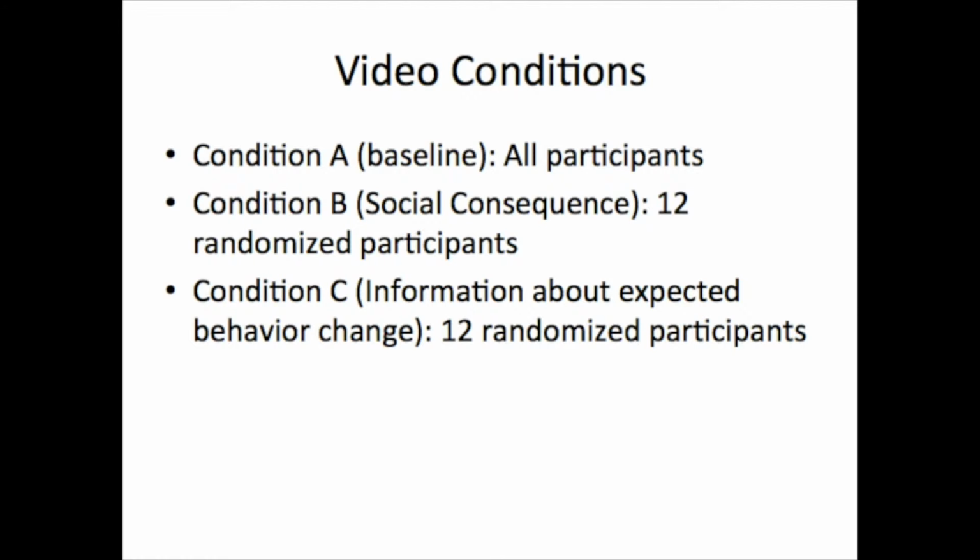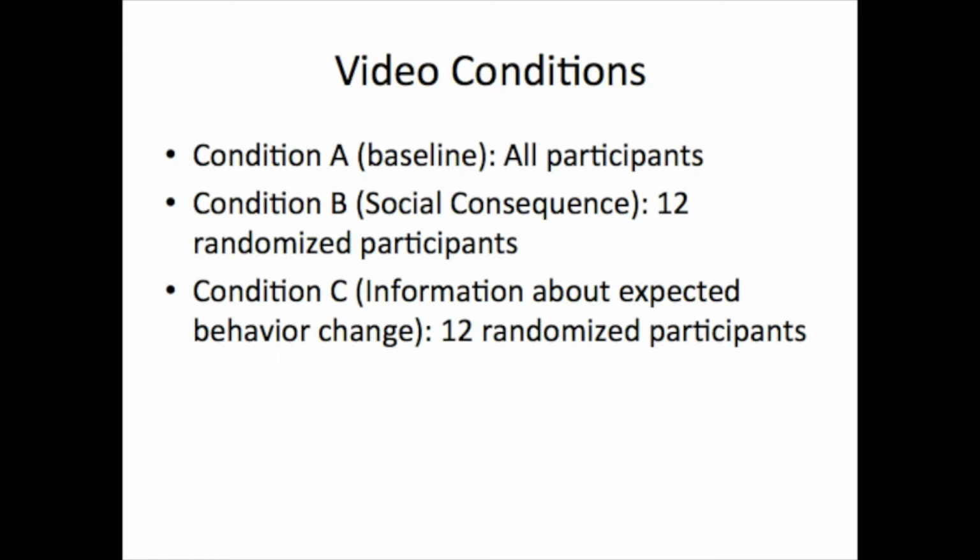Participants were then randomly assigned to either condition B, social consequences, or condition C, information about expected behavior change, in the second scoring, and to the remaining condition in the third scoring. The 3 video segments were assigned randomly to each condition across participants. Participants received a brief feedback between each of the scoring sessions. The first video condition, condition A, the baseline. Prior to the start of the video segment, participants were told to score as accurately as they could.